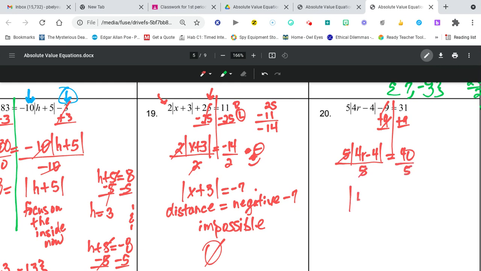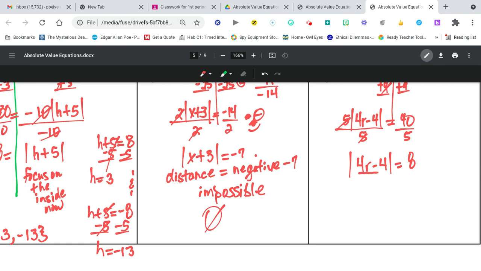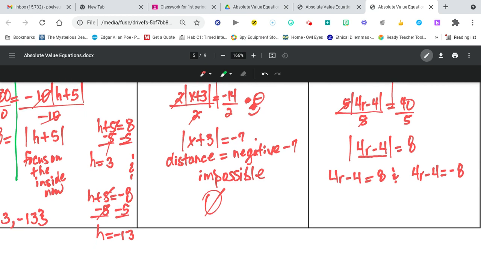So I have the absolute value of 4r minus 4 equals 8. Now I can focus on the inside. I'm going to take that expression that's on the inside and set it equal to 8. And I'm going to set it equal to negative 8. One positive version and one negative version. And each one of these is just a basic two-step. So for r, you're going to divide both sides by 4. And r is equal to 3.